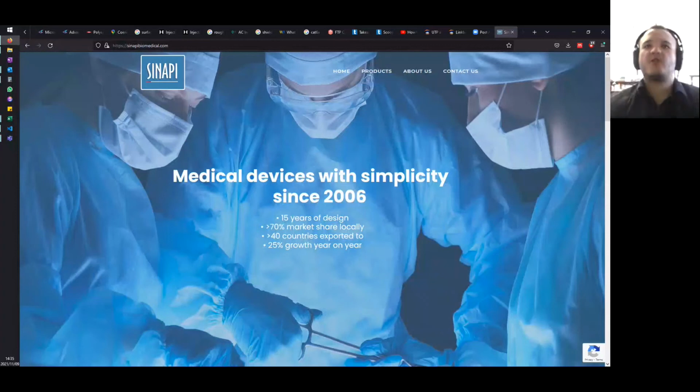We are Sanapi Biomedical. We are a disposable medical device manufacturer that specializes in chest drainage. This usually involves getting excess fluid or air out of the chest cavity that shouldn't be there. This is usually the cavity between the lungs and the rib cage.